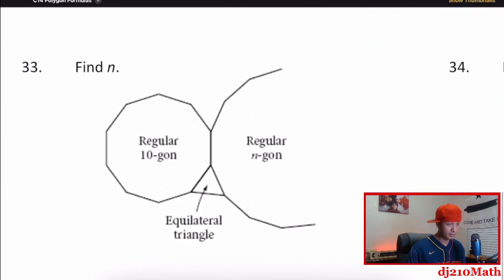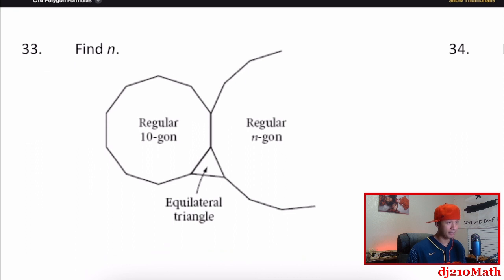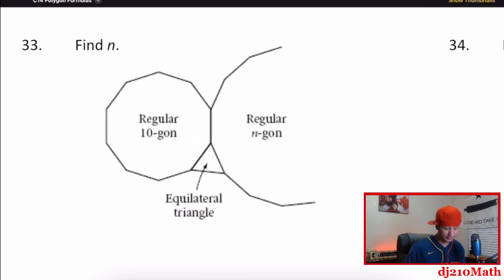Okay. Number 33. Find N. What the heck is N? N is the number of sides of this regular n-gon. So this n-gon has an unknown number of sides, but the only clue we're given is that this regular n-gon, a regular 10-gon (decagon), and an equilateral triangle press up against one of the sides.